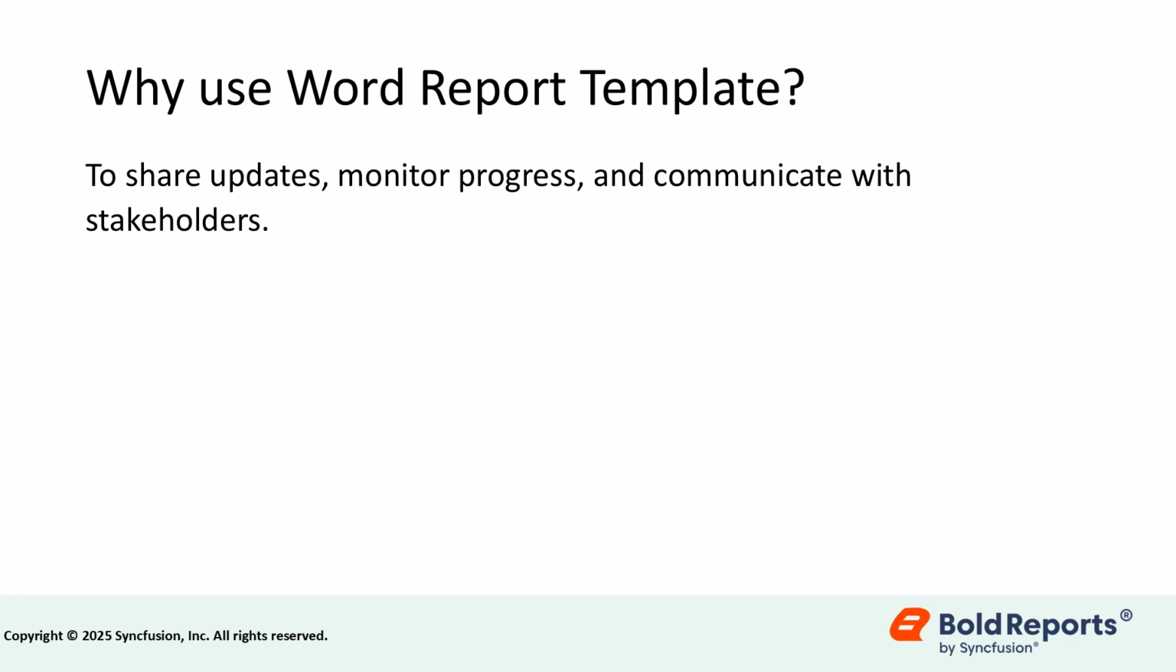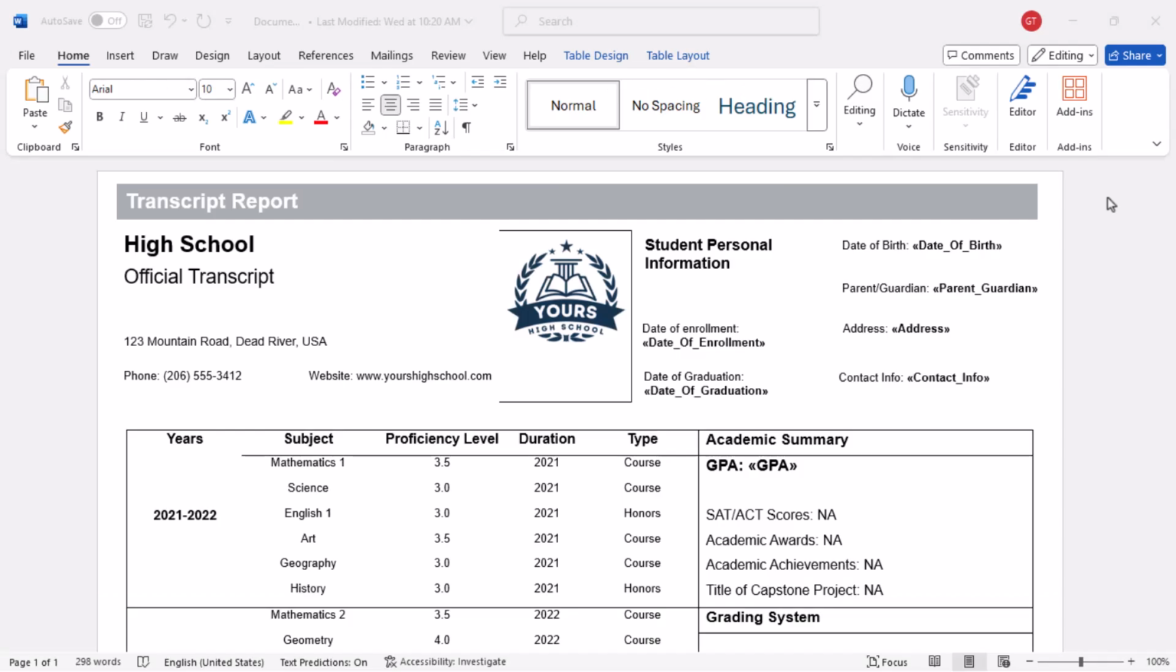Across industries, from software development and finance to healthcare and manufacturing, teams often use Word report templates to share updates, track progress, and communicate blockers to stakeholders. But these templates are static, manual, and time-consuming to maintain. They lack real-time data connectivity and offer limited interactivity, making them unsuitable for modern reporting needs.